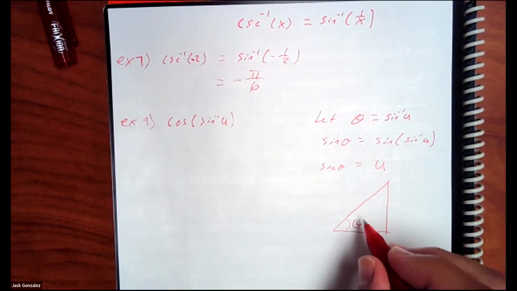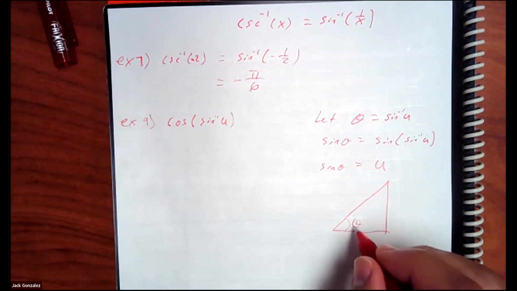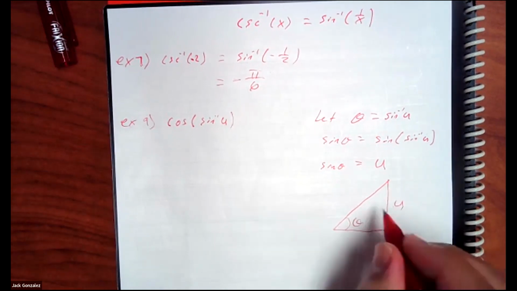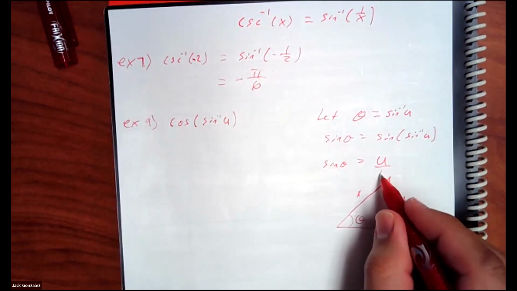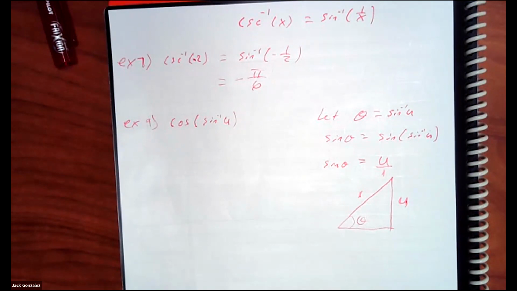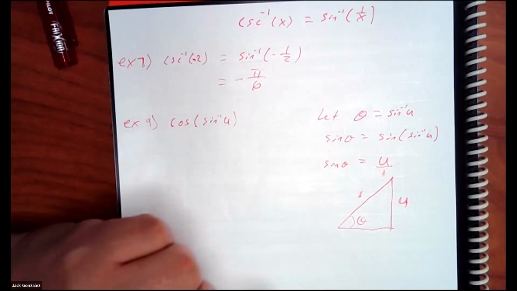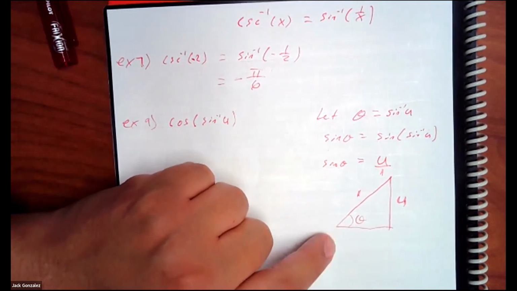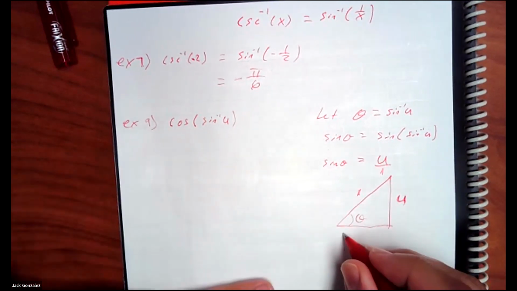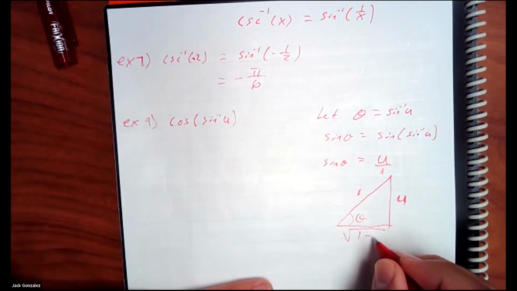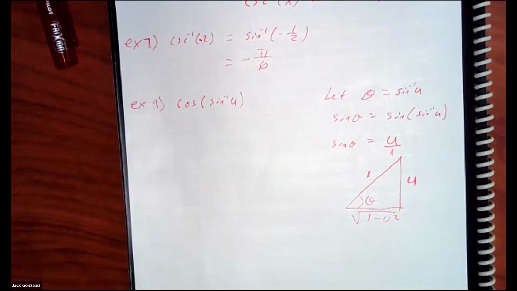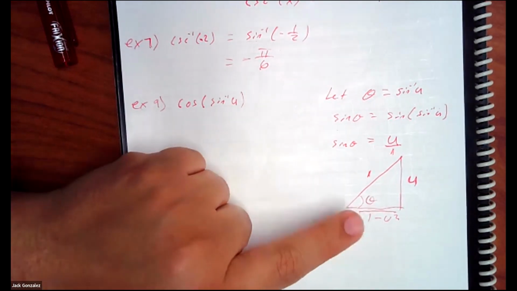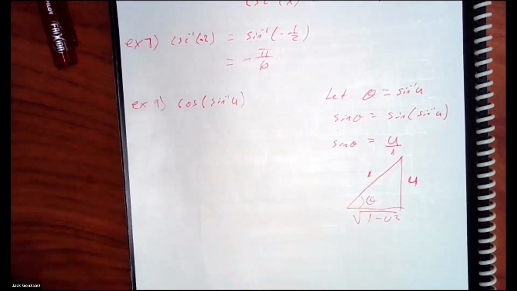So opposite over hypotenuse, opposite to this theta, would be u over 1. So there's technically an invisible 1 there. Solve for this missing piece using the Pythagorean theorem. We should get the square root of 1 minus u squared. I'm just going to skip that step because I assume you know how to do Pythagorean. Is that okay, or do you want to see this step? So just let me know.